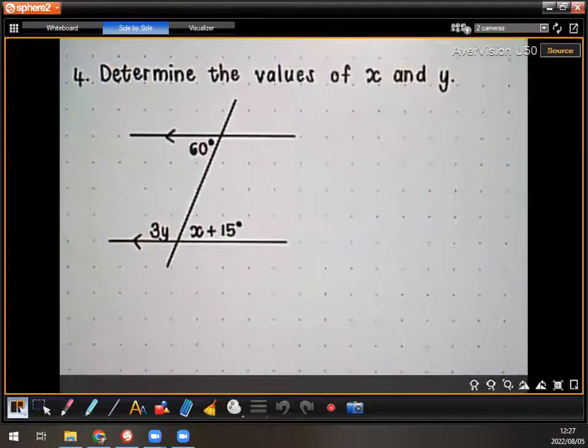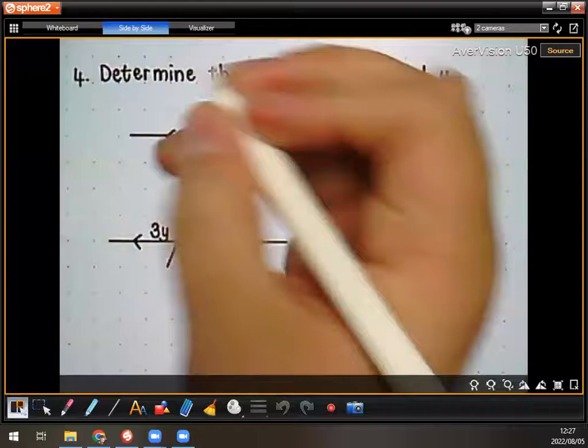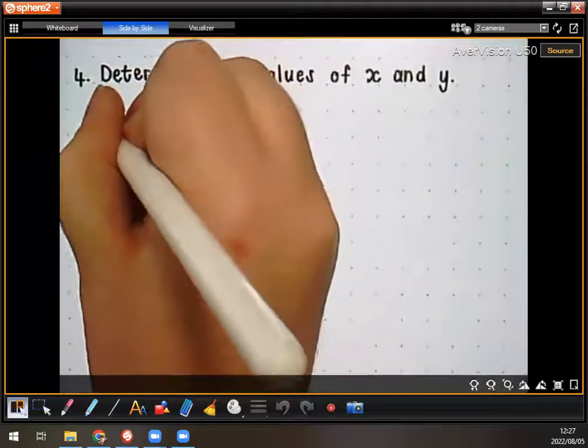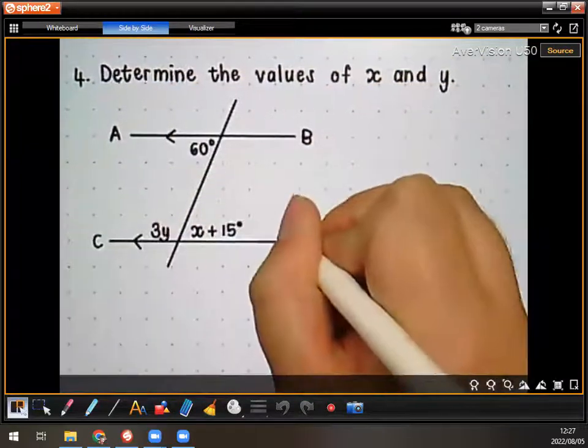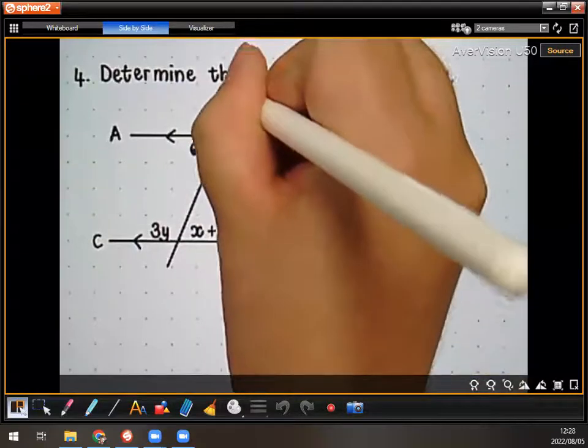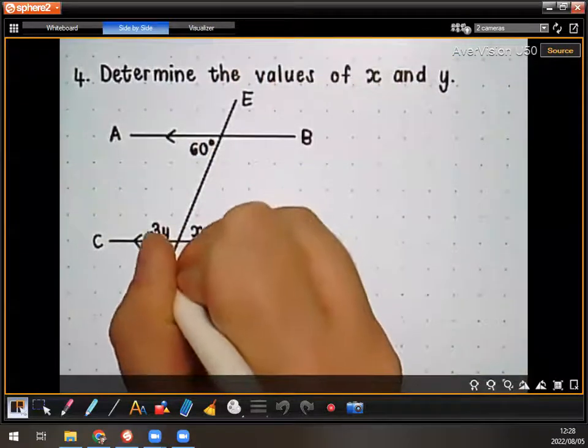Okay, guys, now we have parallel lines, right? Do we agree? Those arrows are telling us that those 2 lines are parallel. Let me actually, it's not labeled in the book, but let's just do this correctly. Let's label them A, B, and C, D, and then we can call that E and F.